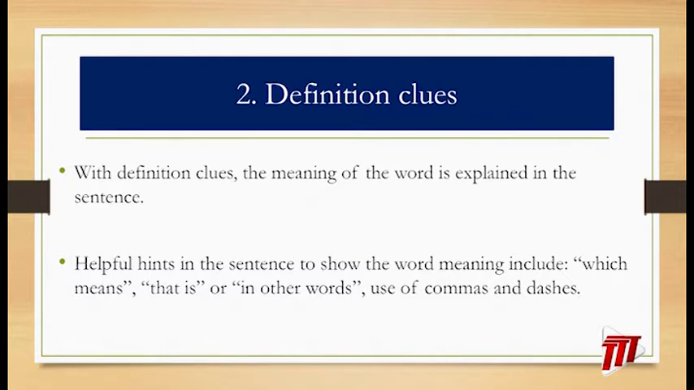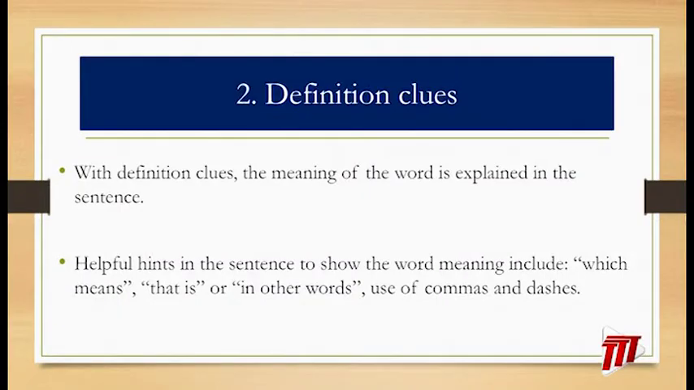For definition clues, the meaning of the word is explained in the sentence. So this one is a little bit simpler than the one we did previously, inference clues, where you had to infer the meaning based on what the author wrote. Here, you have signal words or hint words that help you figure out what the meaning of the word is. The definition is right there in the sentence for you. They give helpful hints or signal words in the sentence to show the meaning, and these include which means, that is, in other words, or the use of commas or dashes.